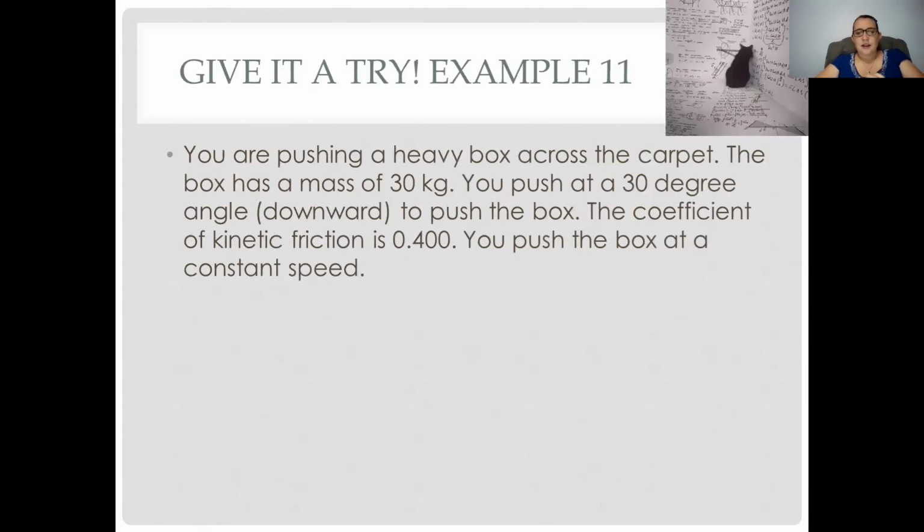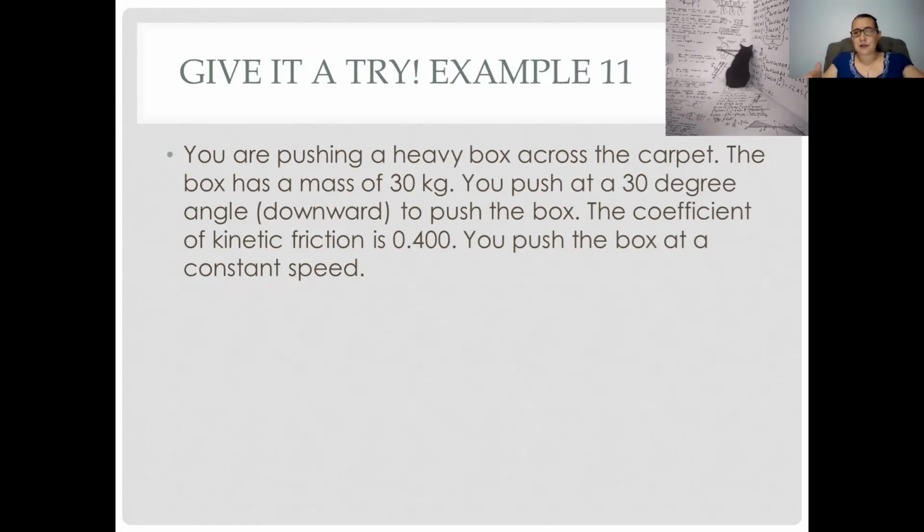All right. Example 11. You are pushing a heavy box across the carpet. Okay, carpet, rough surface implies friction. The box has a mass of 30 kilograms. You push at a 30-degree angle downward to push the box. The coefficient of kinetic friction is 0.4, and you push the box at a constant speed. Now, there are some really important key words and phrases in there for you. I identified one, carpet, rough implies friction, and then they specifically told you there's kinetic friction.